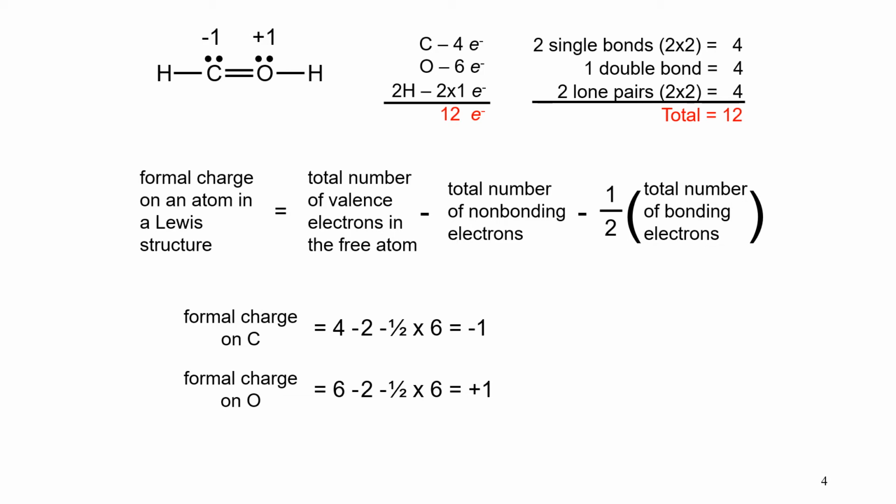Now I want to point something out right here before we move on. The negative formal charge, ideally, is on the most electronegative atom. And oxygen is more electronegative than carbon. So this is ideal from the start. And of course, we've got a plus charge on the oxygen atom. When we add them together, however, they come up to a net charge of 0.